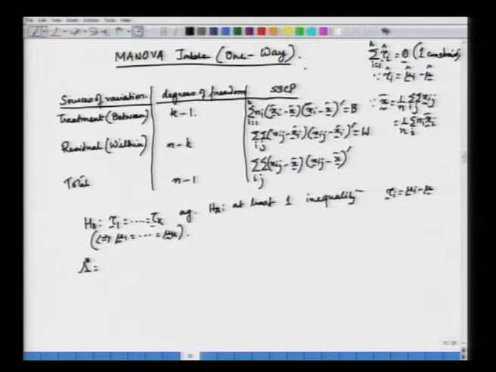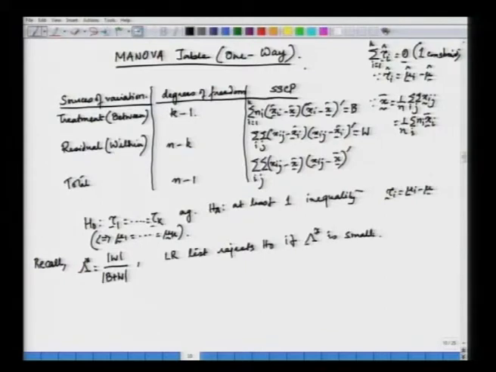So, the test procedure remains essentially the same. If you recall our Wilks lambda criterion, it was lambda star, and it was nothing but determinant of W by determinant of B plus W. The test procedure was that this rejects H naught, and this is coming from our LR test. So, we can write the LR test rejects H naught if lambda star is small. This is essentially the exact test, which most of the time we try to manage with the asymptotic test, because we have a very nice result of the convergence of this criterion to the chi-square distribution.